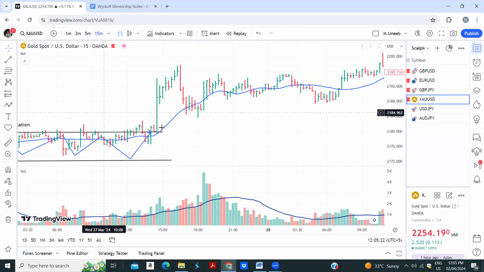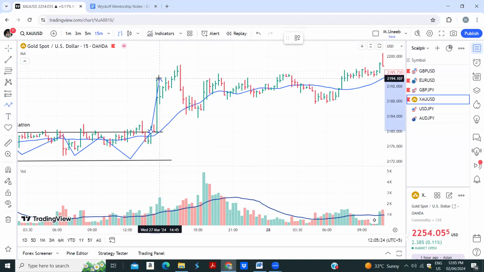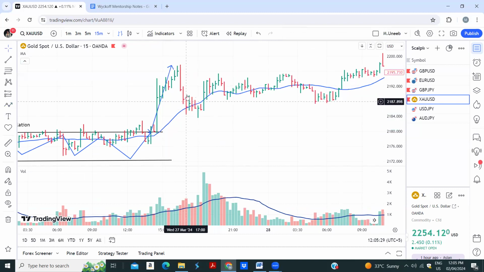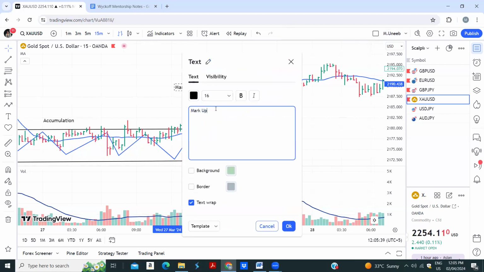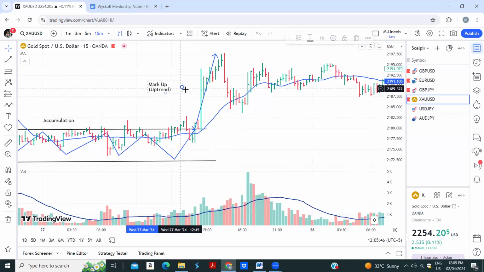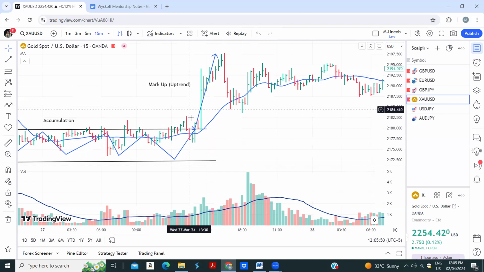Now, this one is markup. This phase is known as markup. Here, the markup is also known as uptrend. Remember that. So this is markup. Here, the buying pressure is more than the selling pressure. The demand is greater than the supply. So the price is moving up.